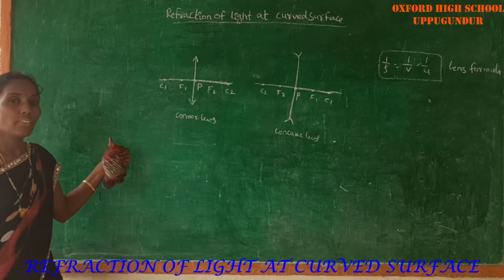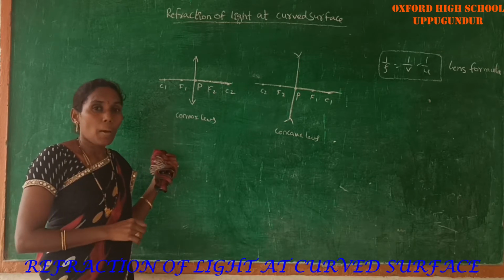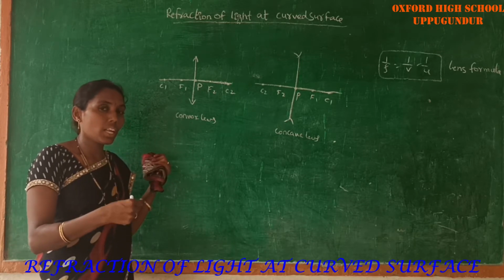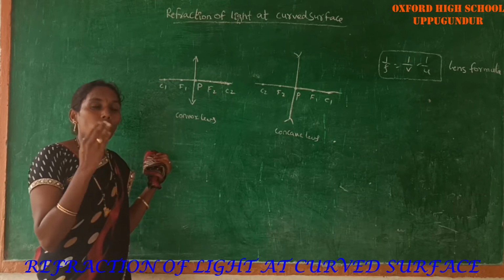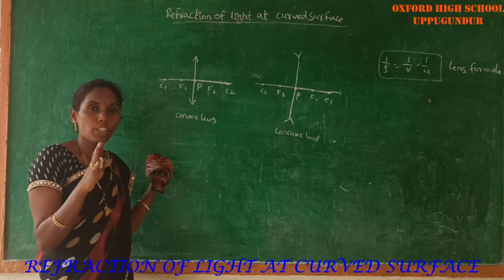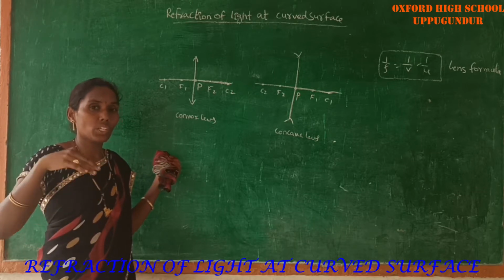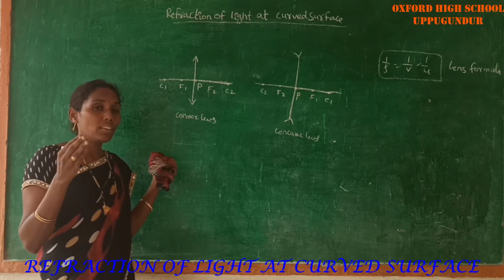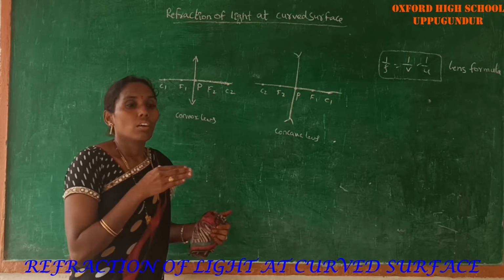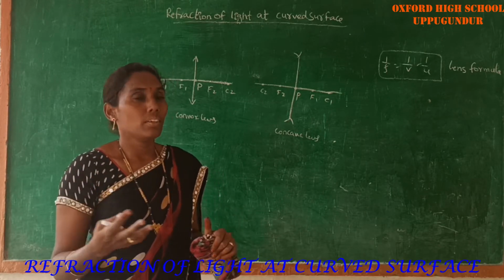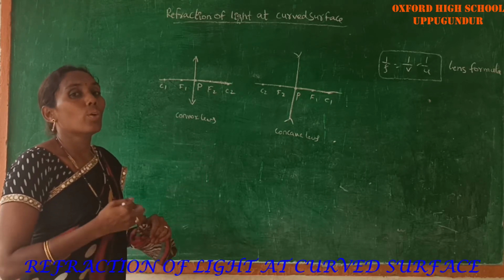What will happen when the parallel rays make a certain angle with the principal axis? In the previous class, we learned what happens when light rays are parallel to the principal axis, and when rays pass through the optic center after refraction. In this case, when parallel rays make a certain angle with the principal axis, what will happen?